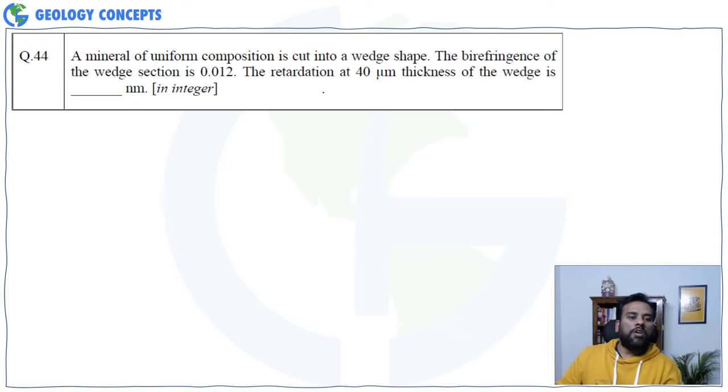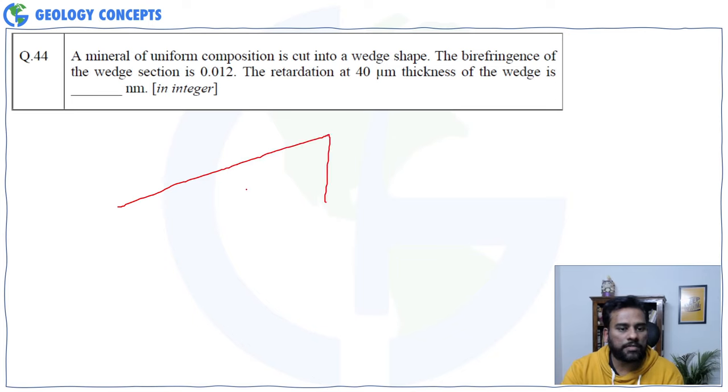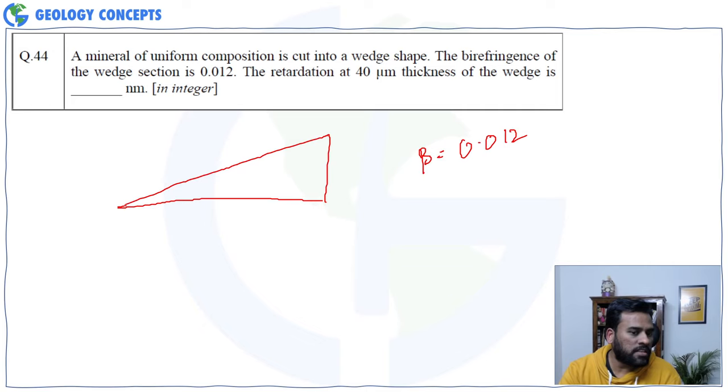44. A mineral of uniform composition is cut into a wedge shape. So this is a wedge shape, right? The birefringence of this wedge section is 0.012. So beta is given as 0.012. The retardation at 40 micrometer thickness. So thickness will change. Here the thickness will be 0, and it will be increasing. At some level where thickness is 40 micrometers, it is asking you what will be the retardation. So retardation is given by birefringence into thickness, right?